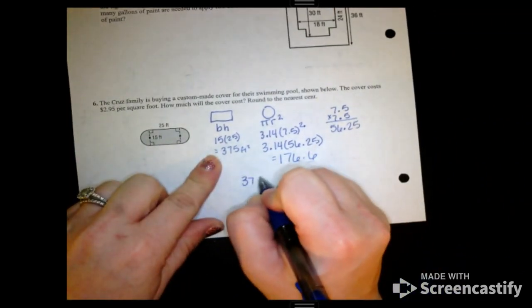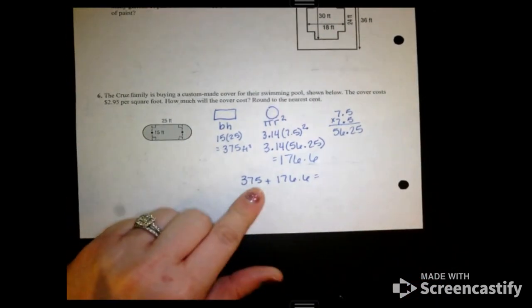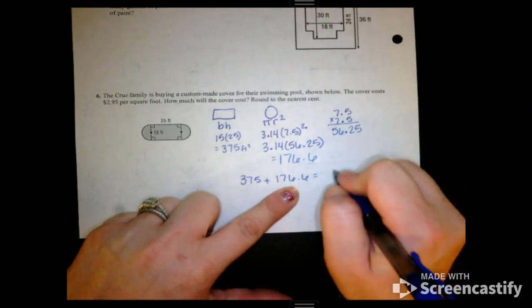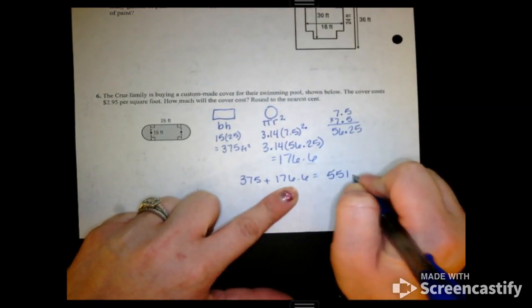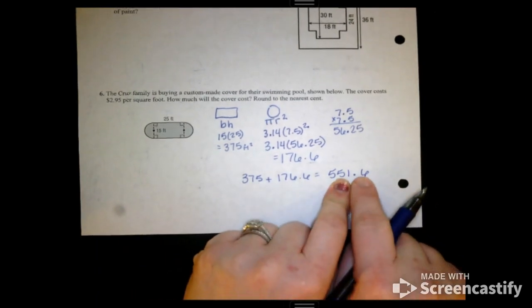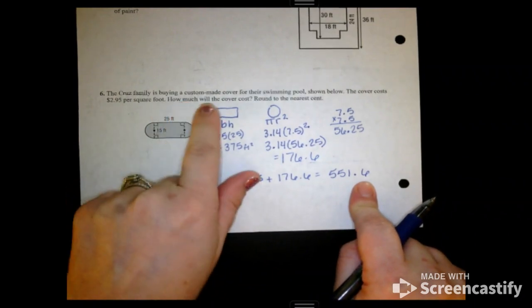Good. Okay, when I add them together, what do I get? 551.6. Okay, so is that my answer? Am I done? No. This is what is this representing? What is this number representing? What did I just find? I found the square footage. What did it ask us to find?